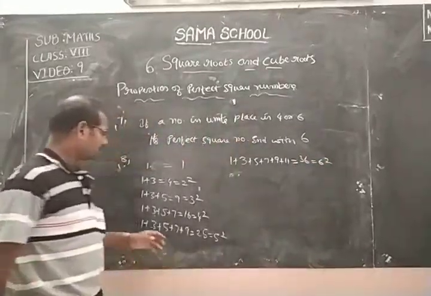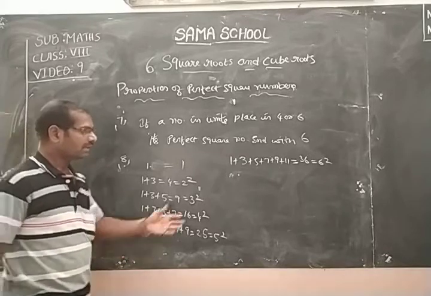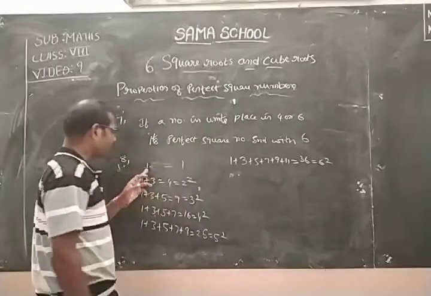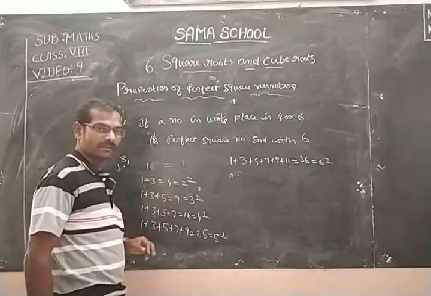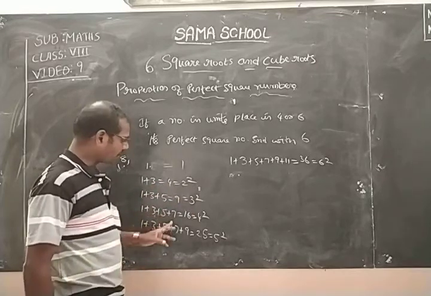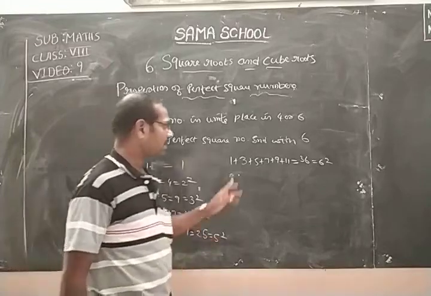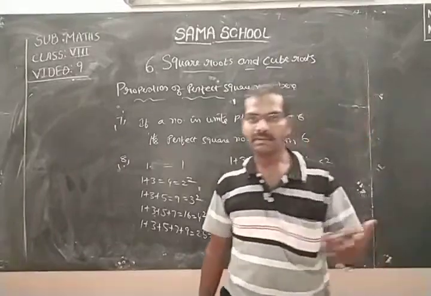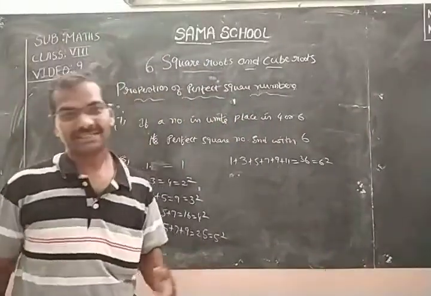Like that, the sum of the first 6 odd numbers means 6 square. The sum of the first 1 odd number means 1. The sum of the first 2 odd numbers means 2 square. The first 3 odd numbers, 3 square. The first 4, 4 square. The first 5, 5 square. The first 6, 6 square. Like that, when generalizing, the sum of the first n odd numbers is n square.